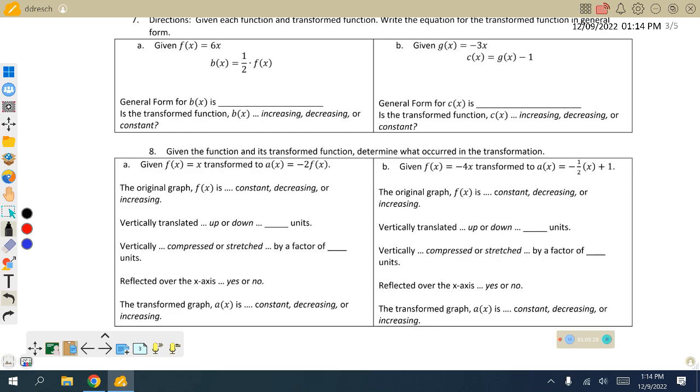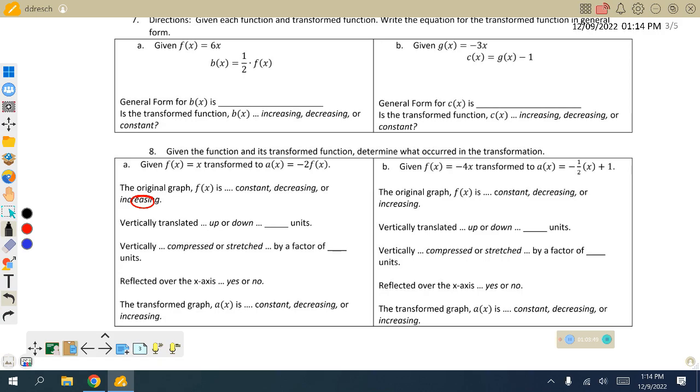We're starting off with x. We're going to transform it with a -2 times f of x. So we're starting off with x. When we start off with x, you showed me on the quiz that when that slope is positive, what is our graph doing? Our graph is increasing. So we start off by increasing.